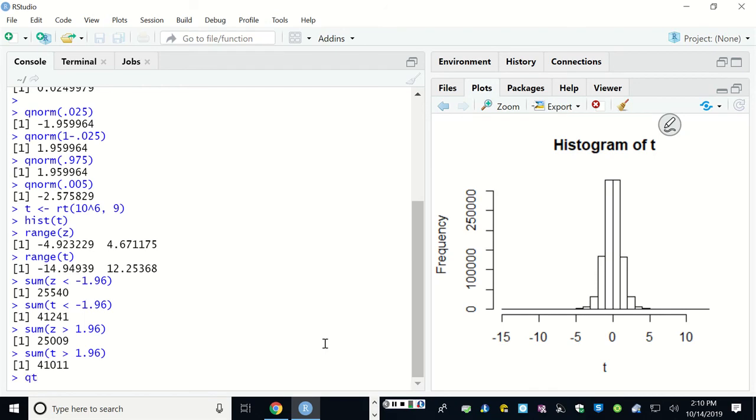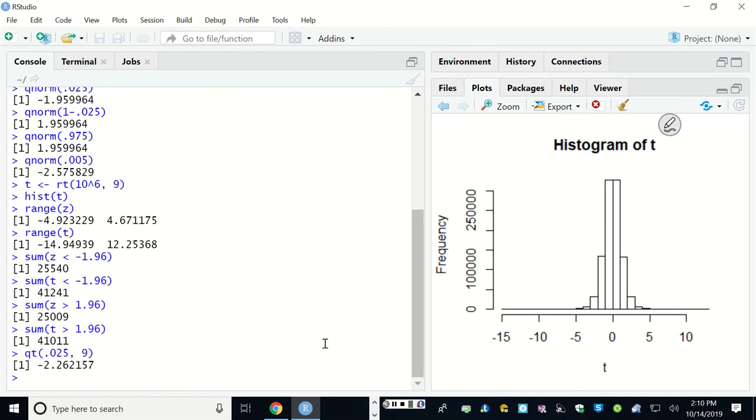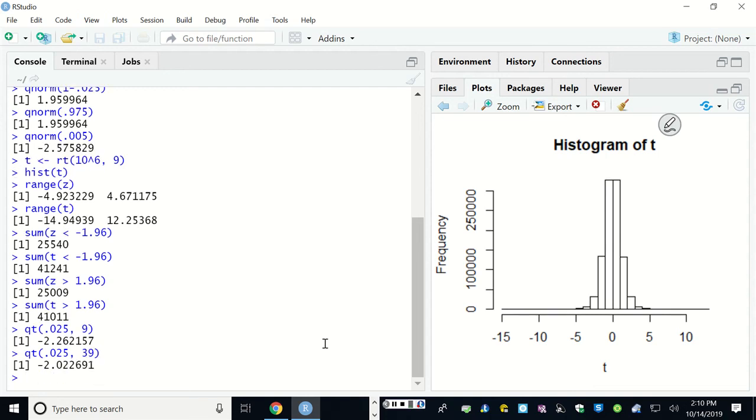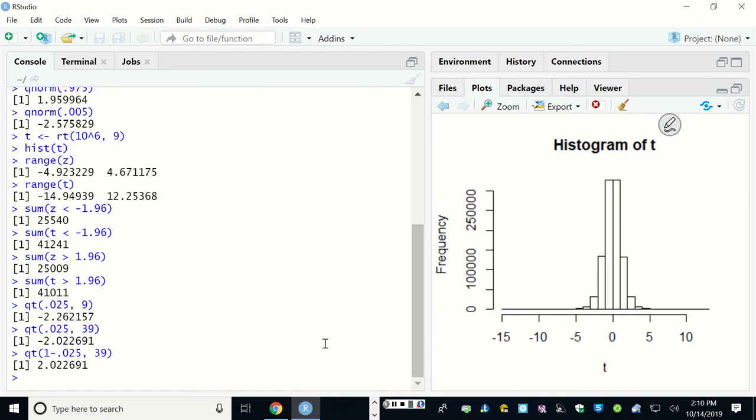The quantiles for the t, the 0.025, and you put degrees of freedom, so if it's 9, it's negative 2.262. If it's 39, like our sample of 40 boys, that would be negative 2.02. So it's just a little bit wider. If you do 1 minus that, it's 2.02, so a little bit more on each. So you go out a little bit further to get the 95%.